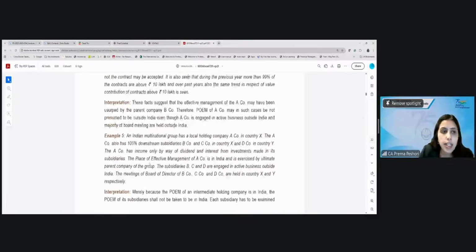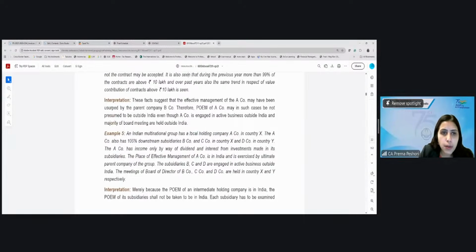Are we clear? An Indian multinational group has a local holding company ACO in country X. The ACO also has 100% downstream subsidiaries BCO and CCO in country X and DCO in country Y. The ACO has income only by way of dividend and interest from investment made in its subsidiaries. The place of effective management of ACO is in India and is exercised by the ultimate parent company of the group. The subsidiaries B, C, D are engaged in active business outside India. The board meetings of the board of directors are held in country X and country Y for B, C, and D.